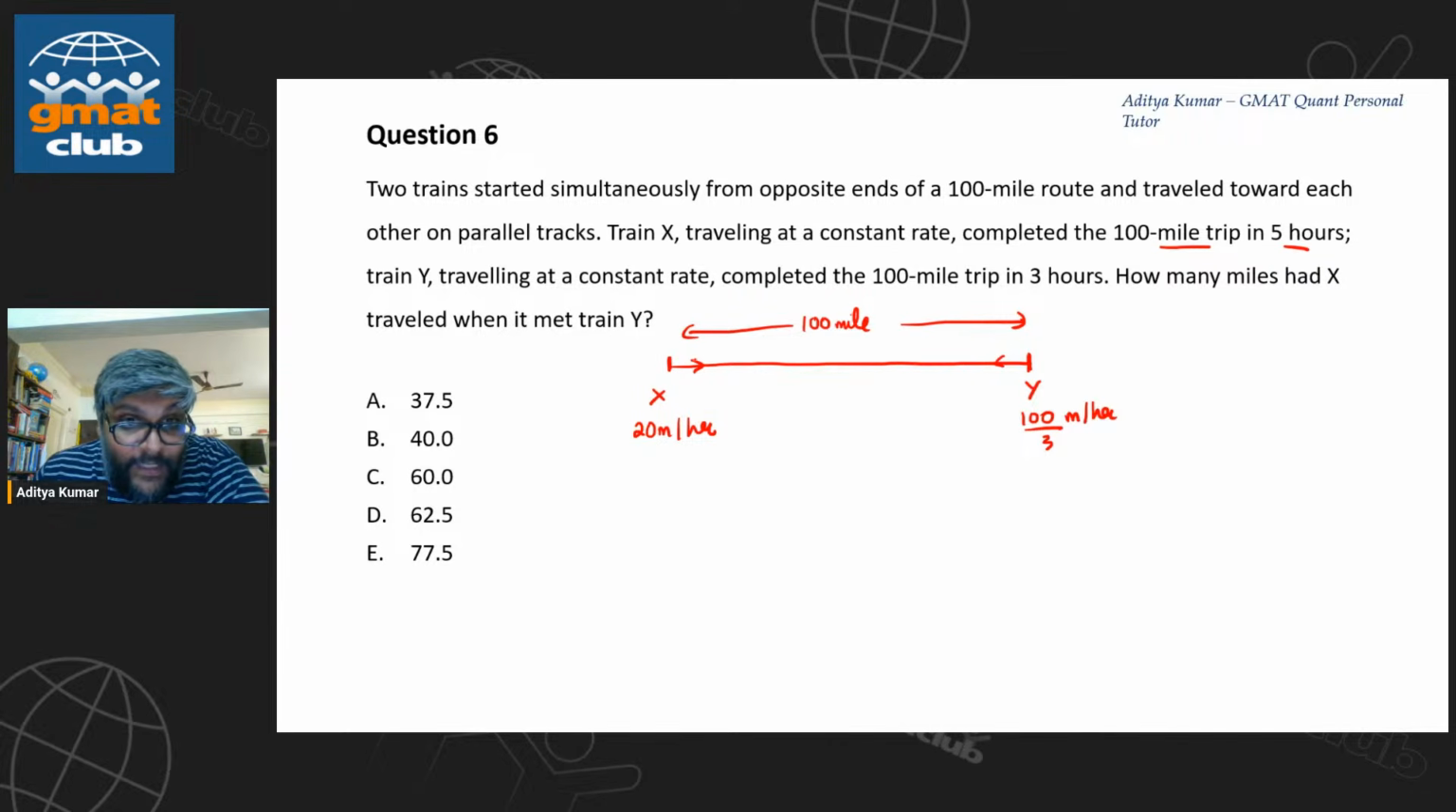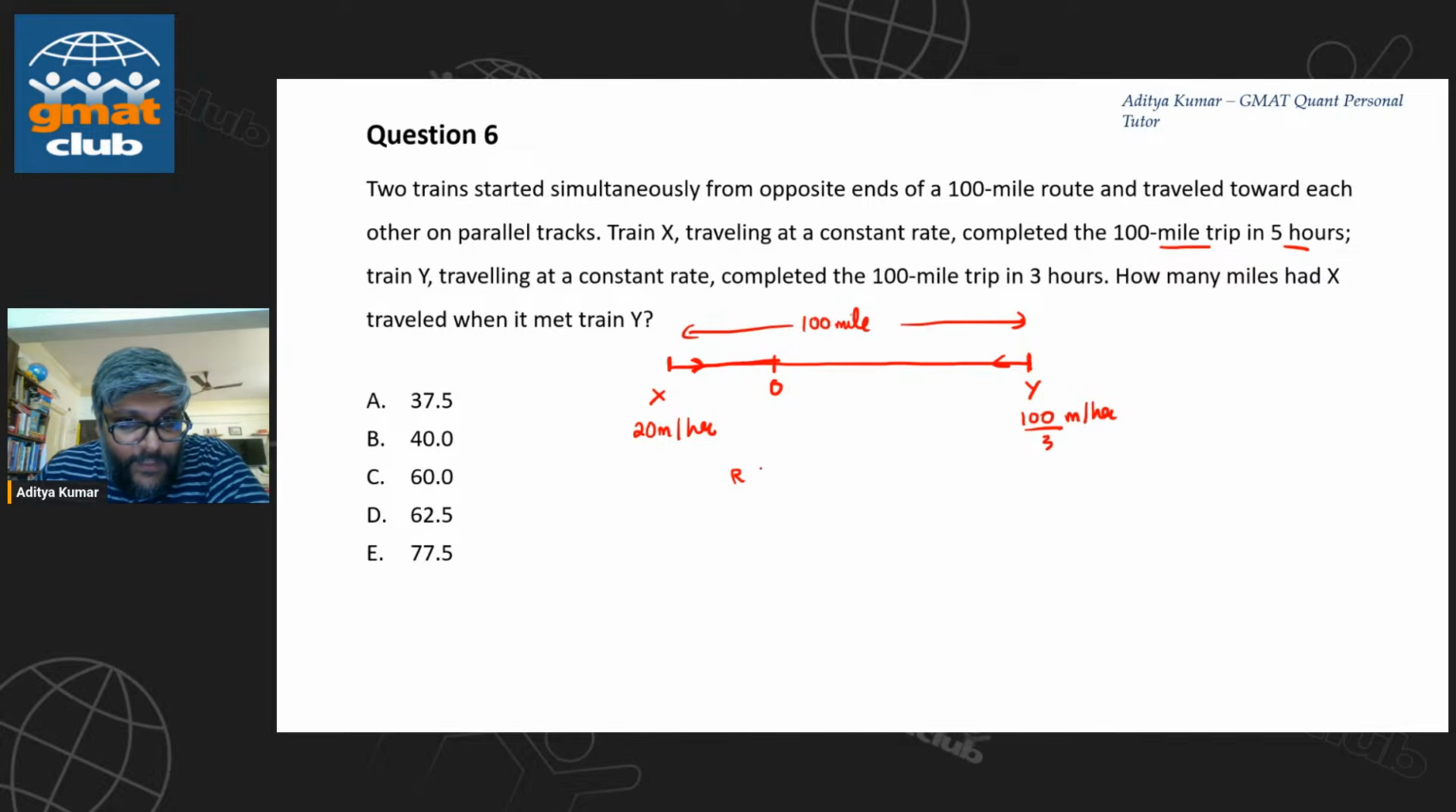And they are moving simultaneously towards each other. I'll put a logical meeting point. This is my logical meeting point, O, obviously closer to X because Y is traveling faster. I've set up everything. What is my question asking me? The question is asking me the distance that X takes to reach O. Immediately I see that they're moving simultaneously. I can make use of the relative speed.